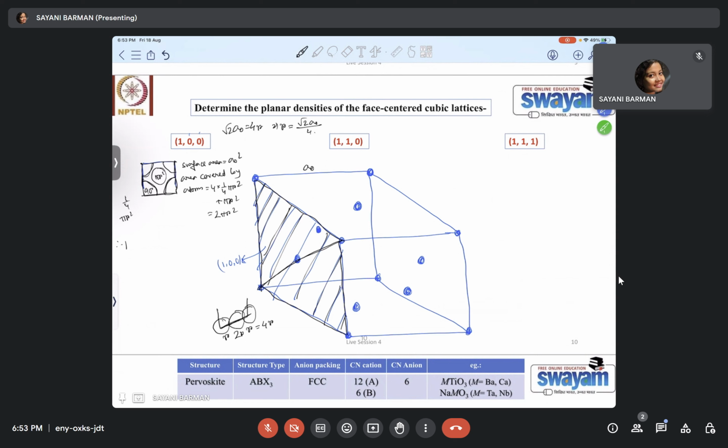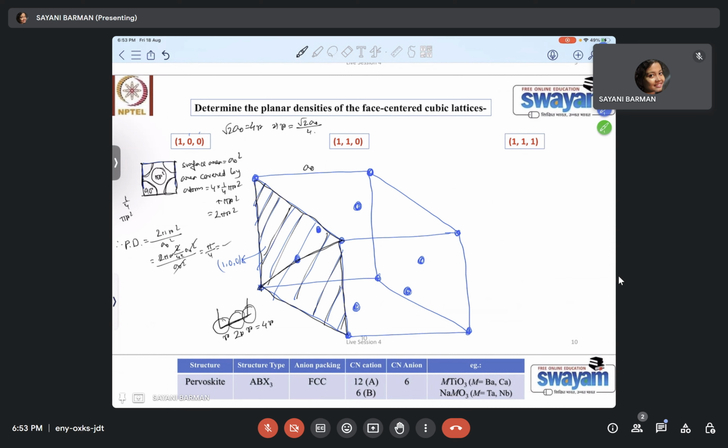Then the planar density will be the area covered by the atoms divided by the surface area, right? So 2 pi r square divided by A0 square. Now r equals root 2 A0 by 4. Root 2 by 4 squared, A0 square by A0 square. We'll cancel this, and it will be pi by 4. Now you can just calculate the number.